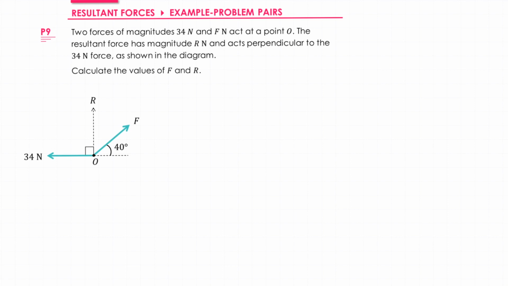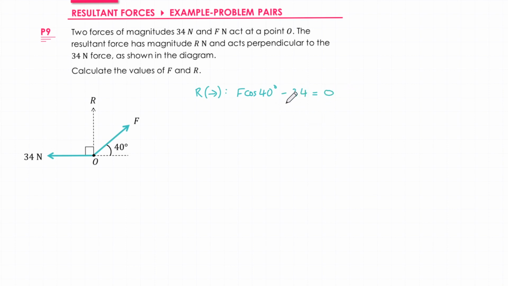Right, so this is similar to the example then, but this time rather than having a missing angle, we've got a missing force. The resultant force acts vertically. That means if we resolve horizontally, we should have a net force of 0. To the right, we have F cos 40. And to the left, we have 34 newtons. As we said, no net force in the horizontal direction, that must equal 0.